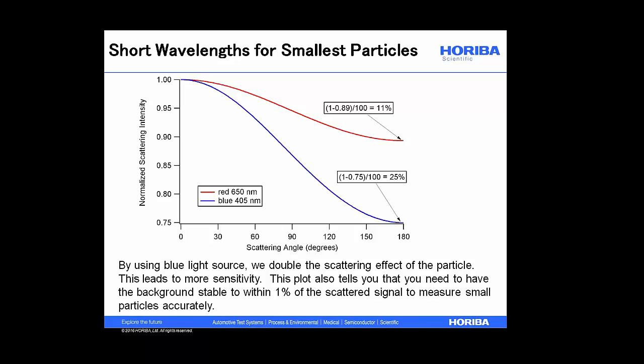And so there are two lessons in this plot. The first is you get a lot more signal when you use blue light. And notice that really your signal in a scattering measurement is how much scattering changes as a function of angle. If the scattering does not change with angle, you know nothing about your sample except the particles are too small. If it changes a lot and has lots of peaks and valleys, you can extract quite a bit of information. And so this big 25% change is something nice and meaty to get your hands on and figure out what is happening. The second is it tells you need the background stable to within about 1% of the scattered signal to measure small particles accurately.